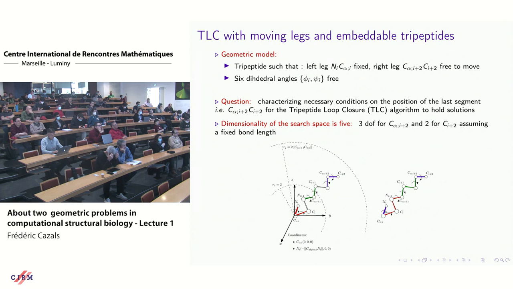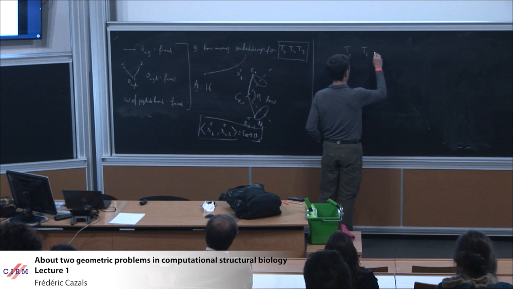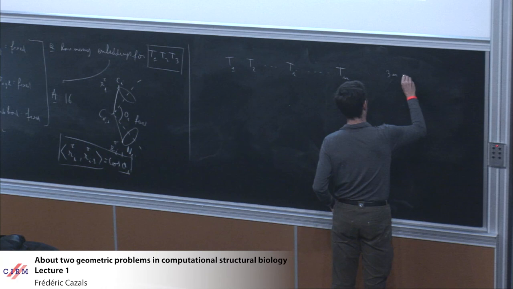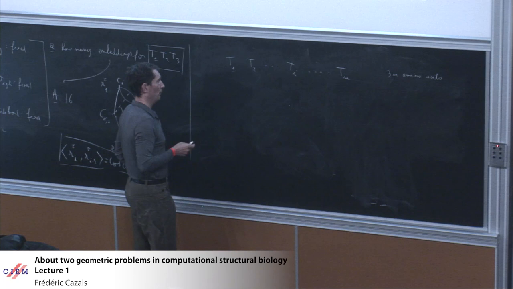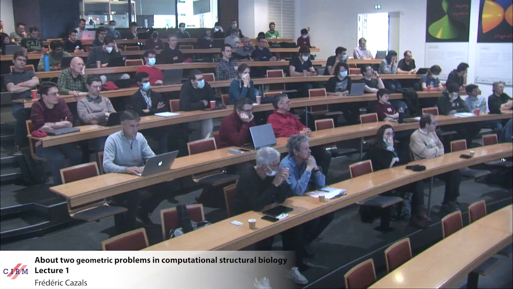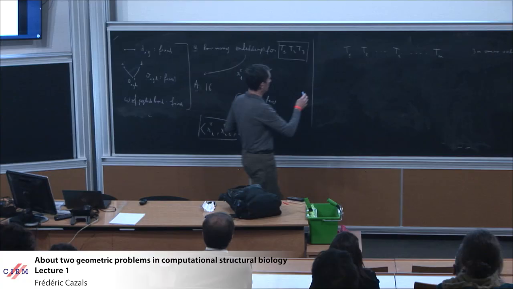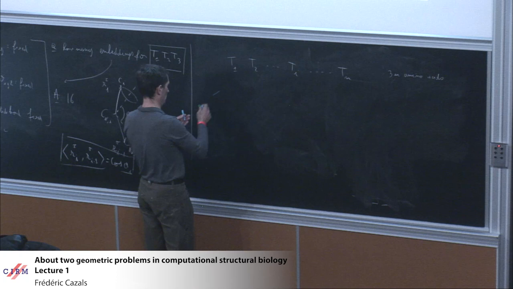So far we were working with a tripeptide, T1, T2, T3. Except that now we are going to look into T1, T2, Ti, Tm, which means that we have a total of 3m amino acids. Of course, a tripeptide, as we have seen, is a set of 3 amino acids, let's say red, green, and blue.